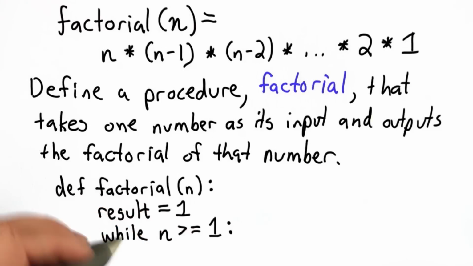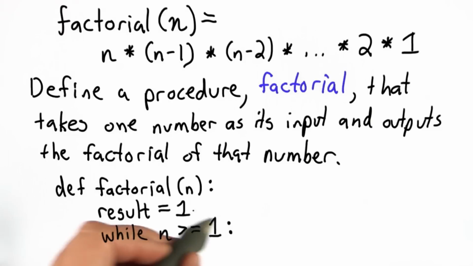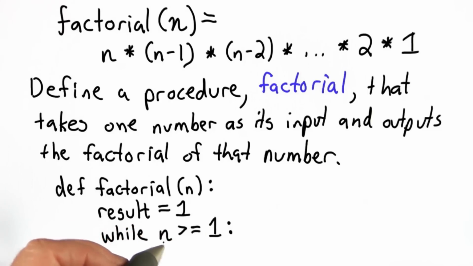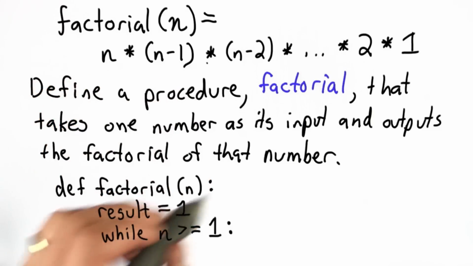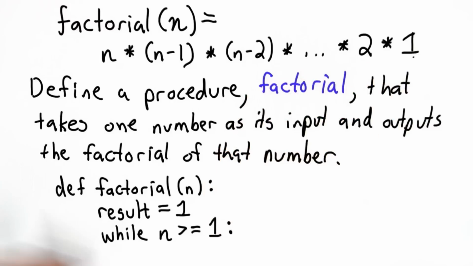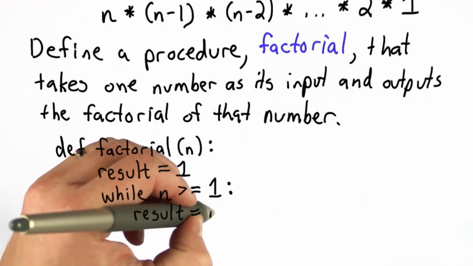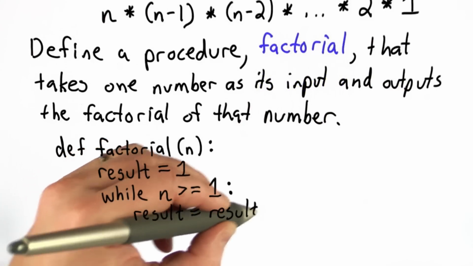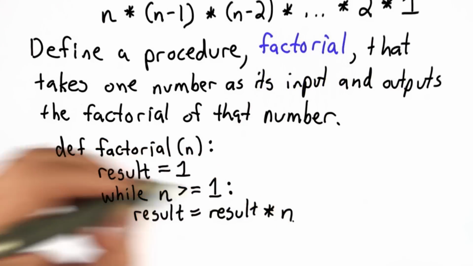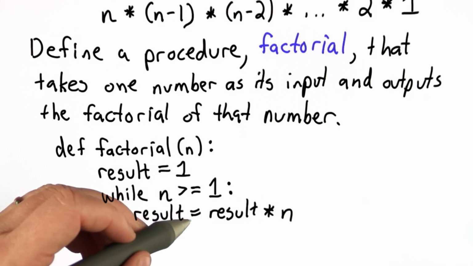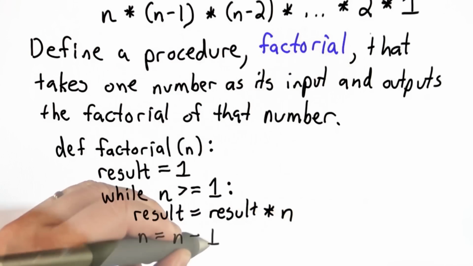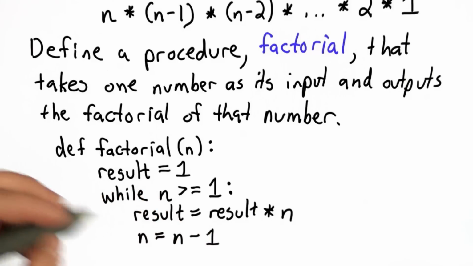So we're going to have our while loop where the test condition is as long as n is greater than or equal to 1. So we're going to start with n as the value that was passed in. We're going to subtract 1 each time we go through the loop until we get down to 1 and keep updating the result. So the result keeps updating. So we want the result to be the previous result times n. We also have to change the value of n to keep reducing n as we go. So we subtract 1 from n.